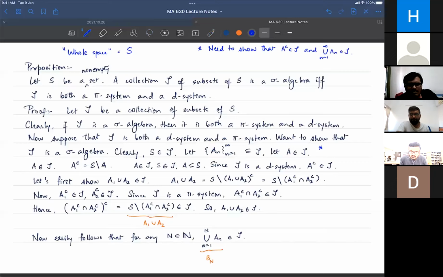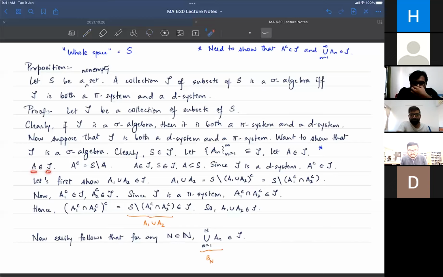This is what we need to show. We need to show that A complement is in S, and that the union over n going from 1 to infinity of An is in S. All right, so let's get started. By assumption, A is in S.